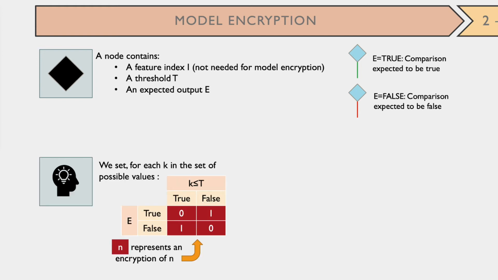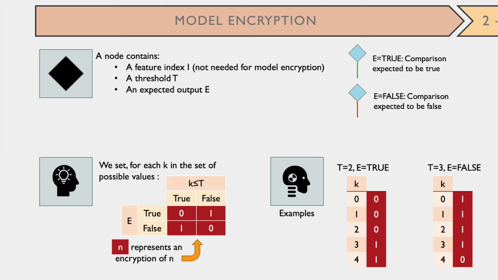Now, given a T and an E, we set for each k in the set of the possible values the following table. If the output of the comparison of k with t is equal to E, then for the value k we set an encryption of 0. Otherwise, we set an encryption of 1.